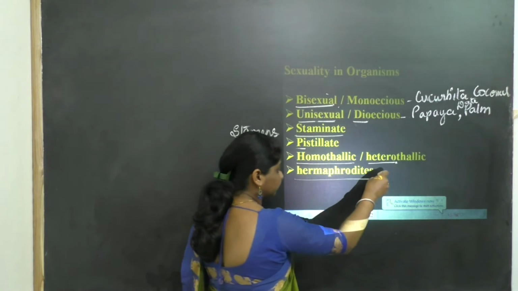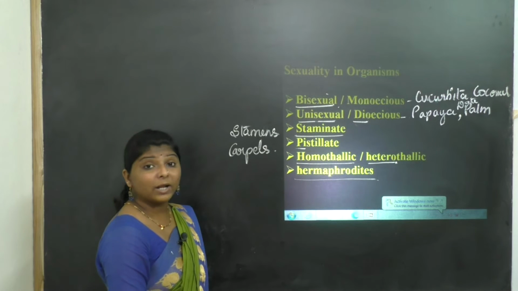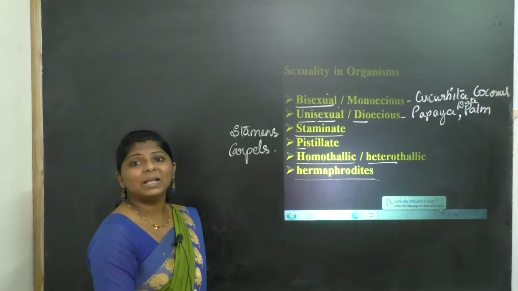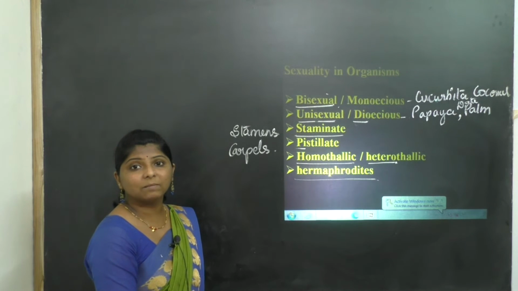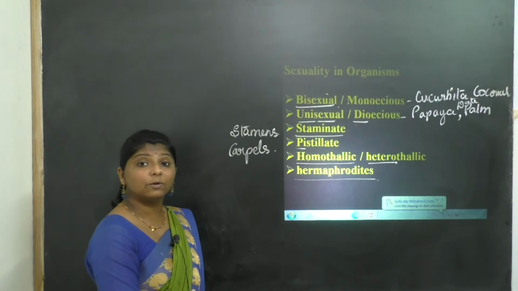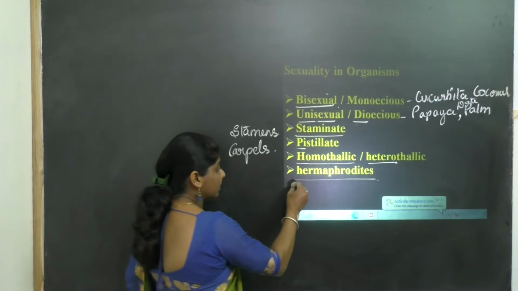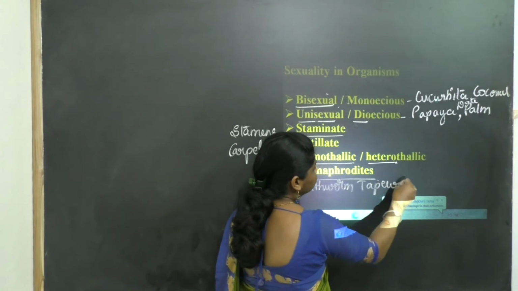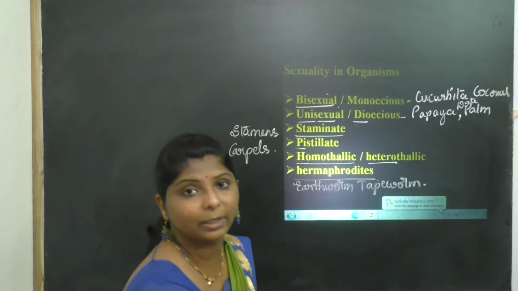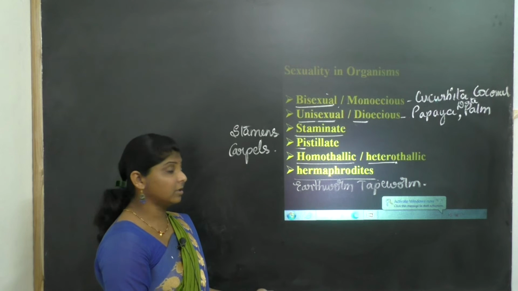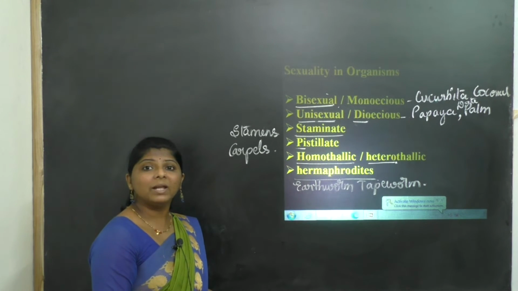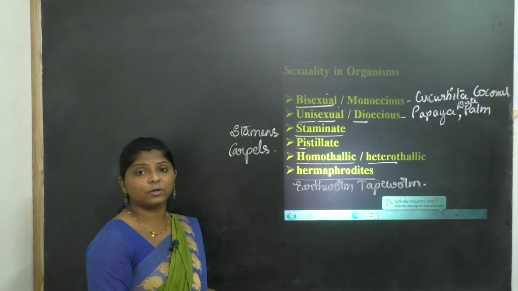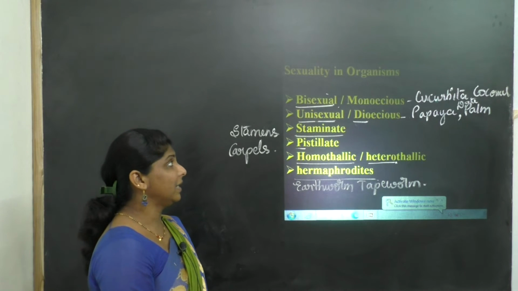When it comes to animals, hermaphrodite, this term is also used: an organism that possesses both male and female reproductive structures is known as hermaphrodite. Best examples for this are earthworm, tapeworm, leeches, sponges and all. These are hermaphrodites. They possess both male as well as female reproductive structure in a single organism. In one organism only we can see both the reproductive structures. Such organisms are called hermaphrodites. That is sexuality.